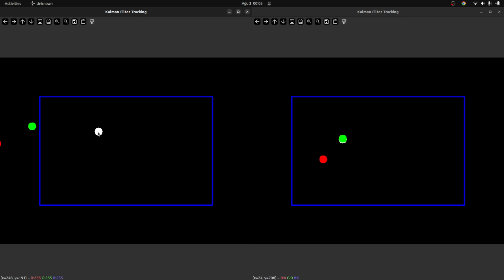250 minus 191, I think it should be 60. Yes, I believe it should be 60, but maybe because of the Kalman filter there is some offset. Let's continue a little. I think it should be very close at some point. So now the difference is 20.